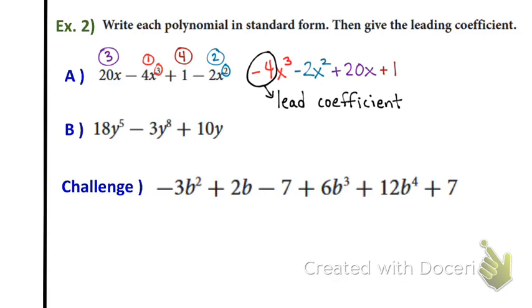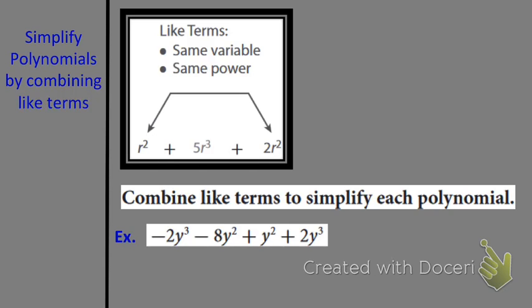Okay, I would like you to practice the next two on your own, writing them in standard form and then giving the lead coefficient. Again, standard form is decreasing exponents, and the lead coefficient is the coefficient of the first term. Oh, there's my answer. Sorry.